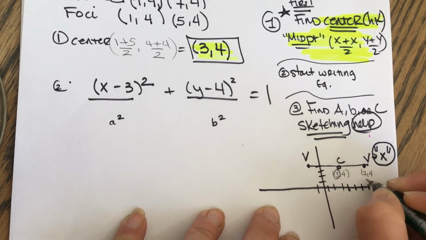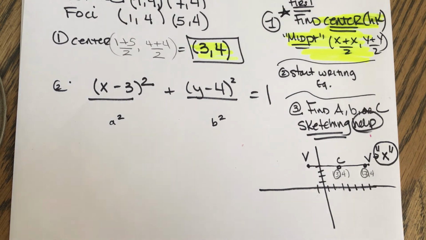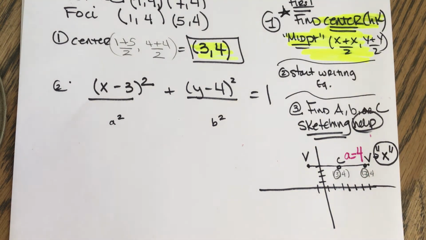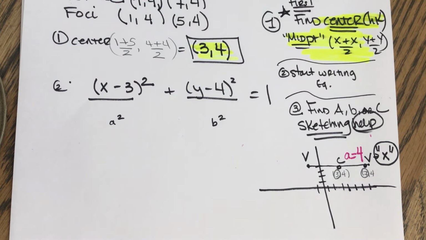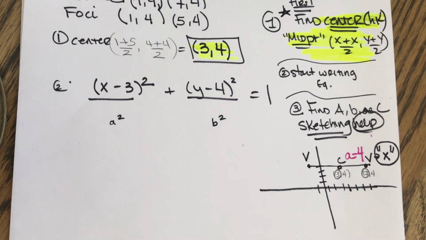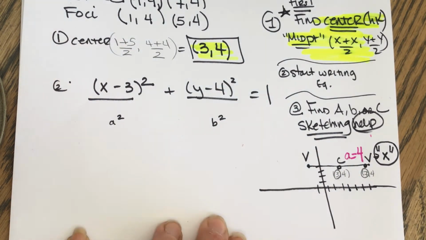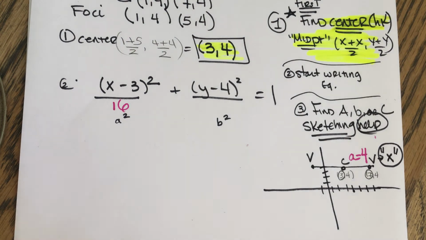What is my distance from 3 to 7? My distance right here, this is important. A value is 4. Stop! Hold on. So if your A value now is 4, come here, what's this value? This value is 16. Okay.